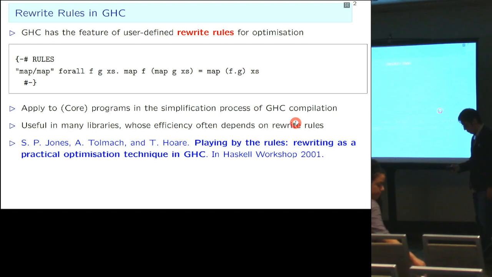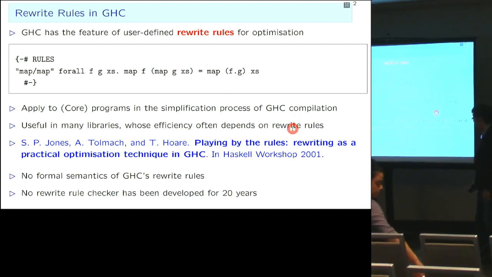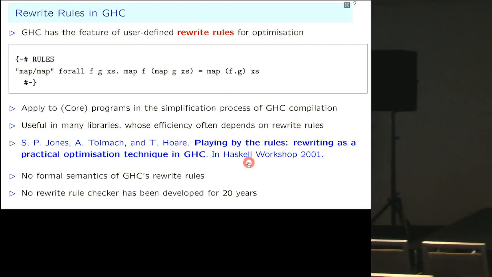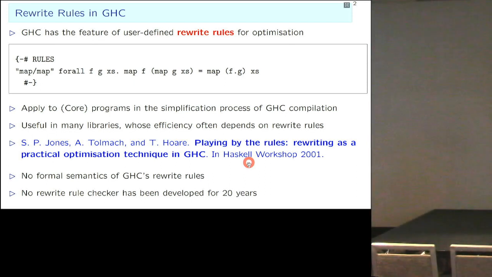But there is no formal theory of rewrite rules so far. And moreover, no rewrite rule checker has been developed for more than 20 years since the initial proposal of rewrite rules in GHC at the Haskell Workshop 2001. So in this work, I want to improve this situation.